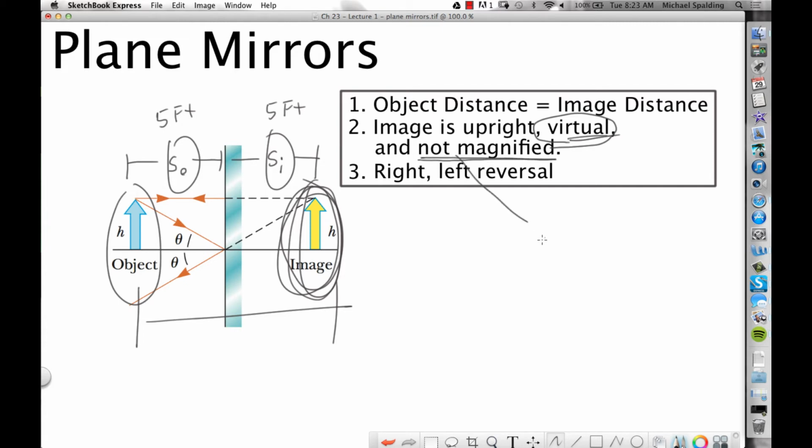What does not magnified mean? M equals 1. M equals 1 indicates object size and image size are exactly the same. If you multiply something by 1, it stays the same. And then right-left reversal. You probably know this. If you're holding something in your right hand and you look in a flat mirror, the image of yourself will have the object in its left hand. Flat mirrors do right-left reversal.